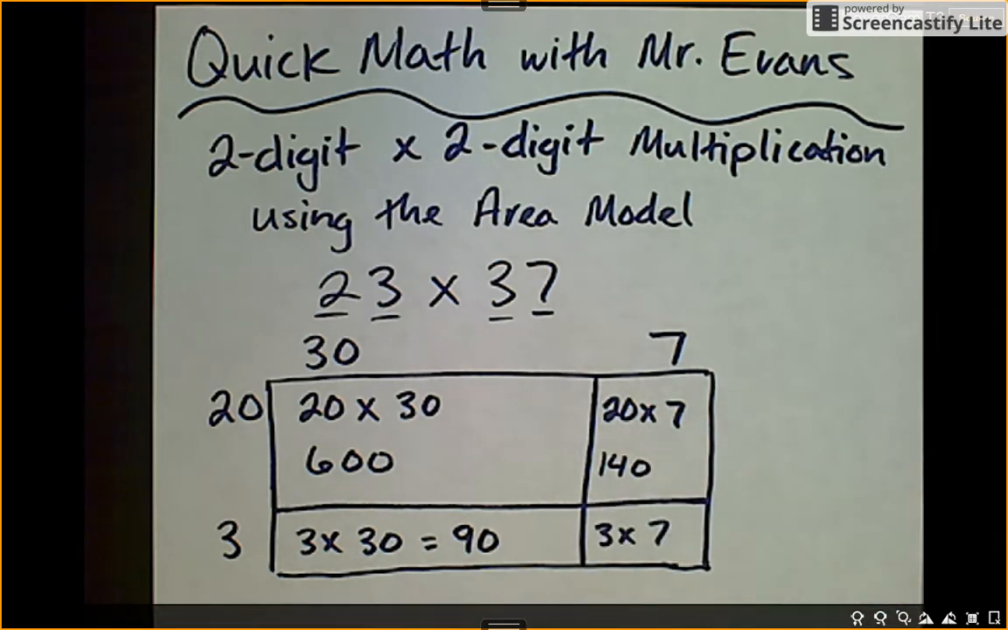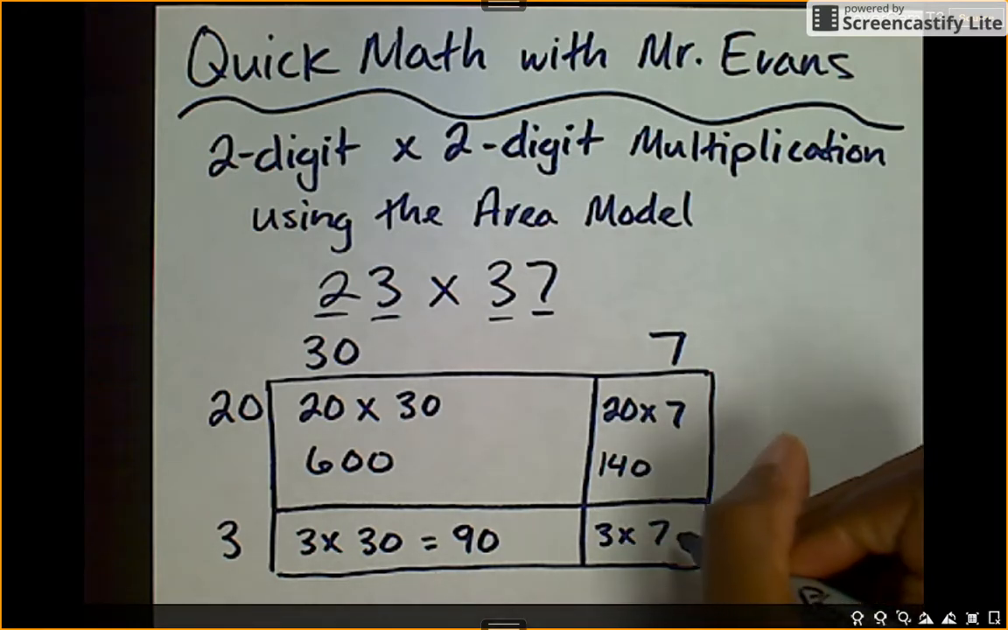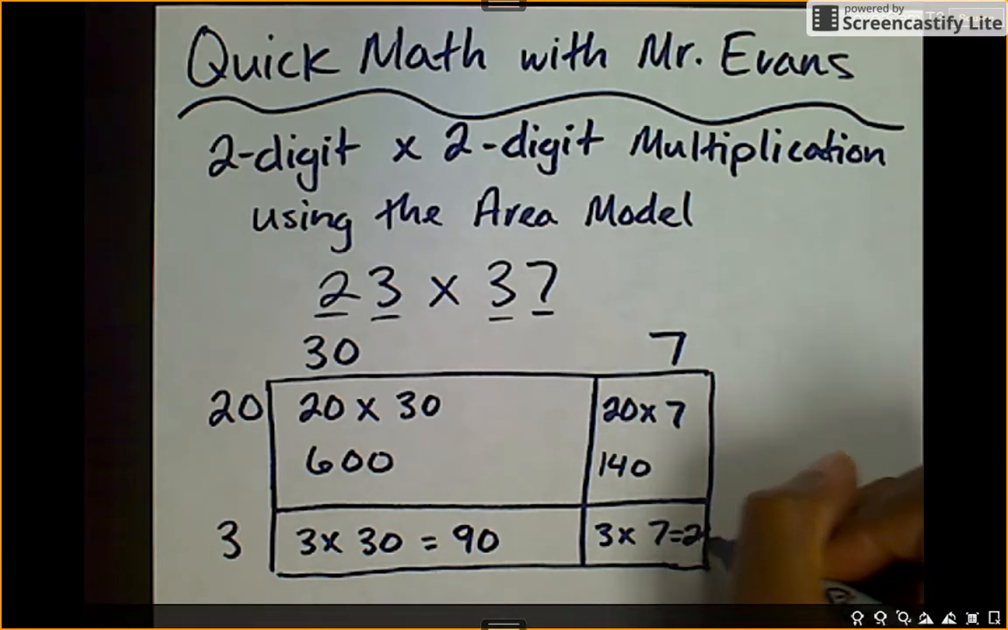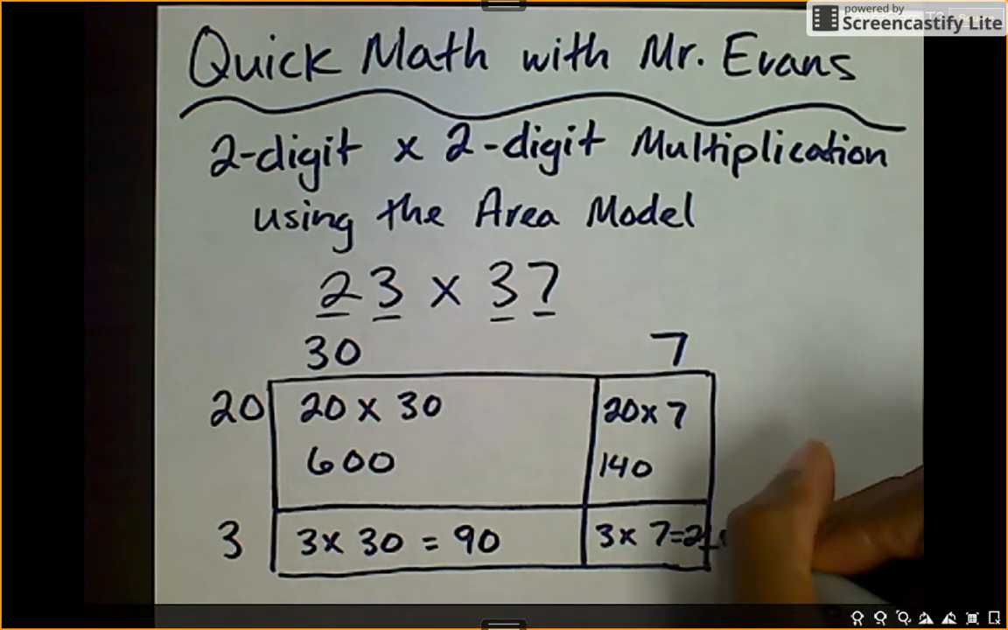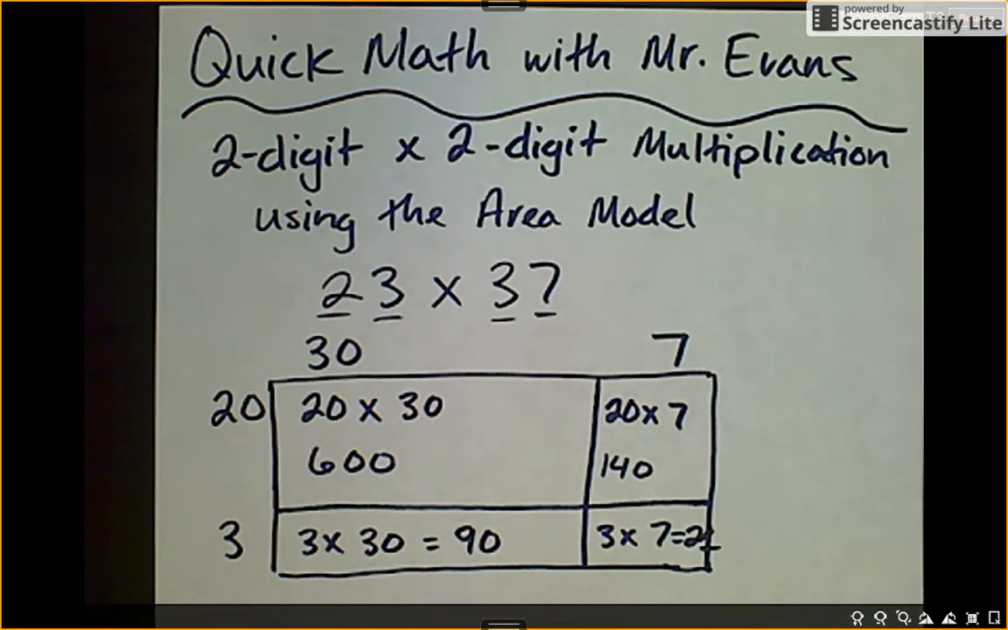And then, of course, now they have a multiplicative problem that they're used to seeing and answering with fluency, being 3 times 7. And they don't have any zeros to worry about, so they write 21 in there. And Mr. Evans wrote his 21 too close to that line, so I had to make an adjustment there. But we're going to know that that's 21.